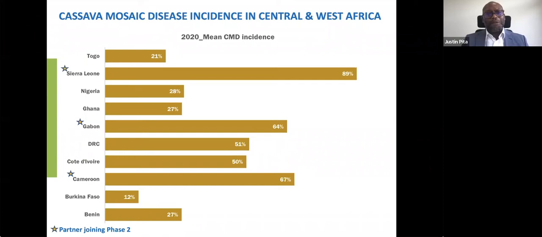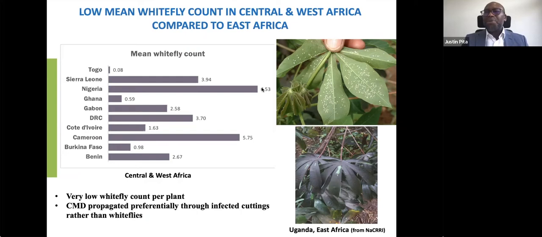What we have noticed is that the whitefly count is about 7 whiteflies per plant in all those countries in West and Central Africa, which is very low compared to East Africa, where when you turn a cassava leaf, you can find more than 1,000 whiteflies on one leaf. And sometimes you have some damage on the leaf, like here, the excretion of the whiteflies makes this leaf discoloration. And for this, photosynthesis is not effective. We don't have that yet in West Africa or in Central Africa, but it's coming and we know. And we have to be proactive.